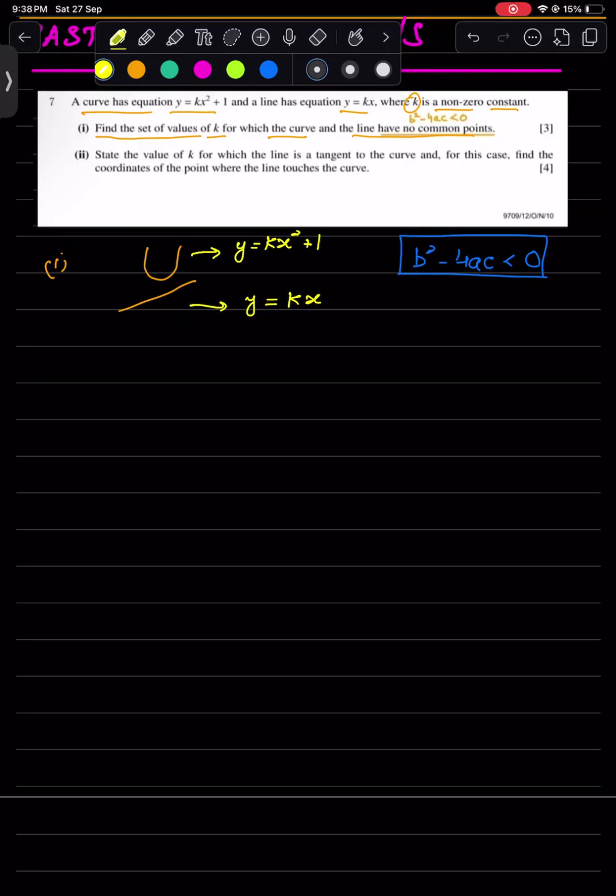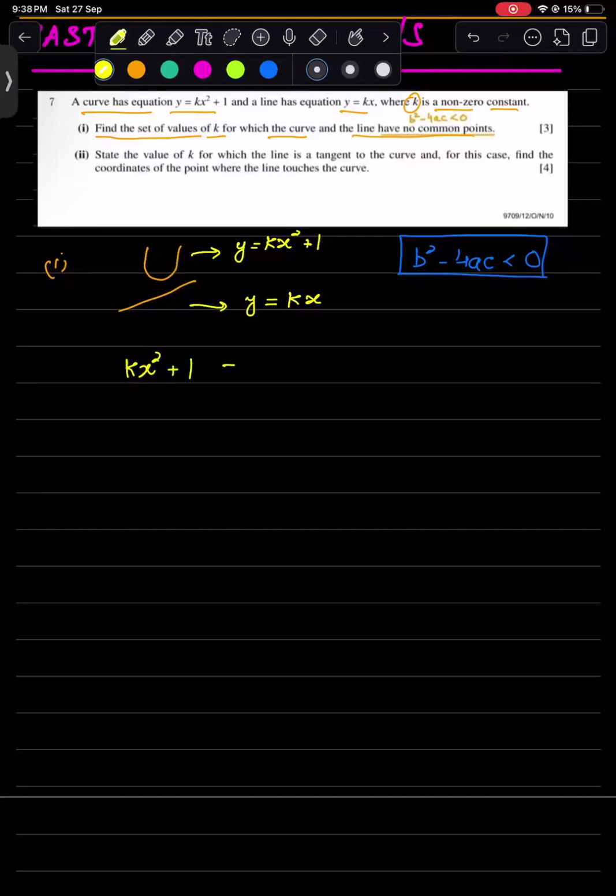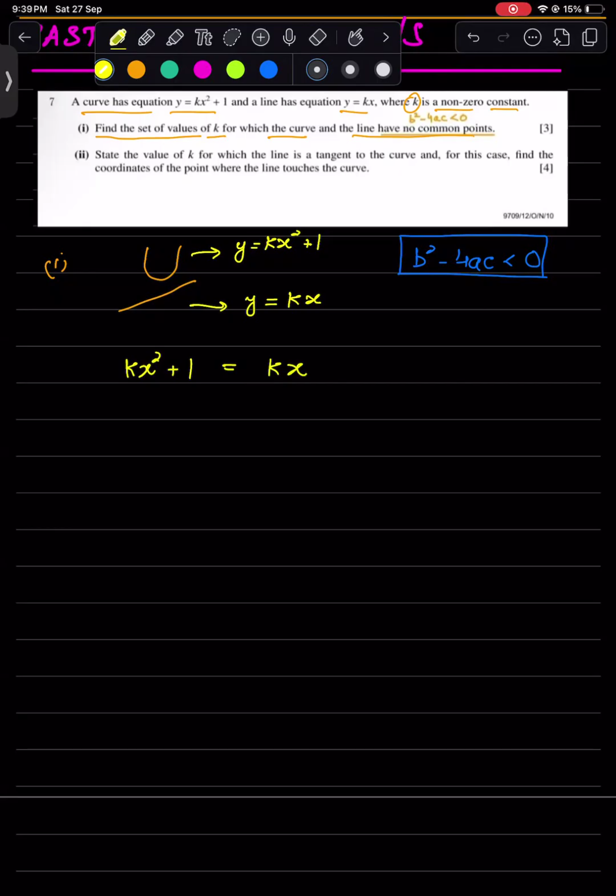Make it into a quadratic equation. We start off writing them equal to each other. So kx squared plus 1 is equal to kx, right? Because we have to solve them simultaneously. Whenever they talk about intersection, like a line is intersecting the curve, a curve is being intersected by the line, anything that is talking about intersection of two things, that means we have to solve them simultaneously, right? And then we have to rearrange it to form a quadratic equation. Make sense?